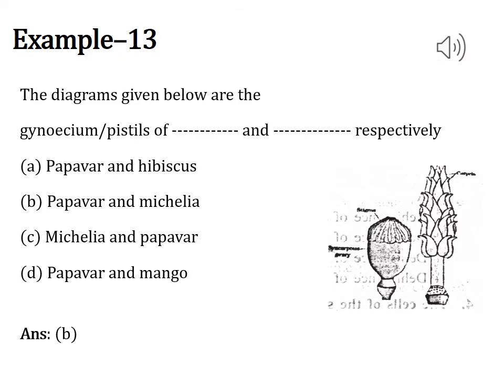The diagrams given below are gynoecium, pistil of dash and dash respectively. Option A, Papaver and Hibiscus. B, Papaver and Michelia. C, Michelia and Papaver. D, Papaver and Mango. So as usual, these diagrams belong to what? Papaver and Michelia. So option is B.